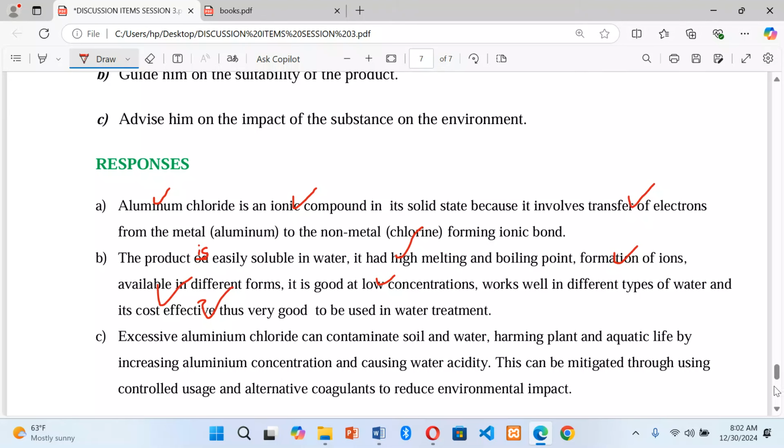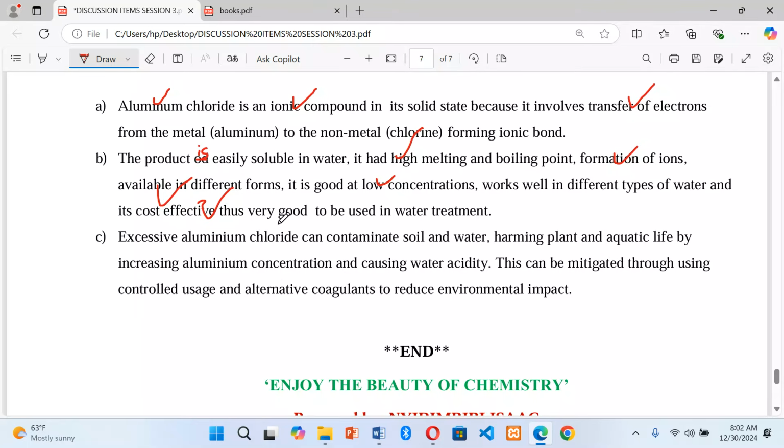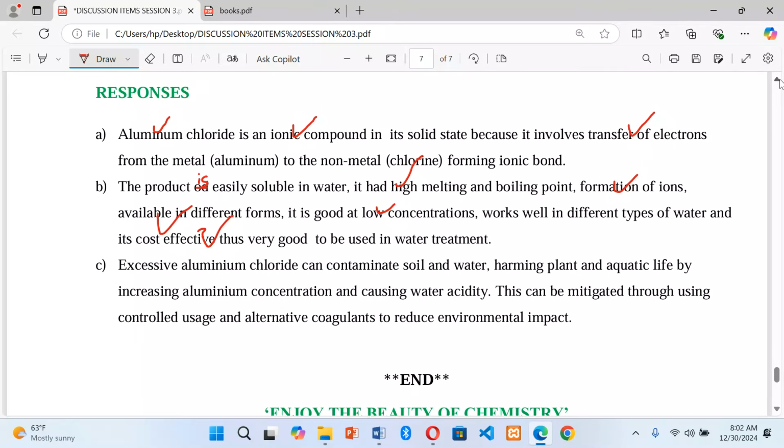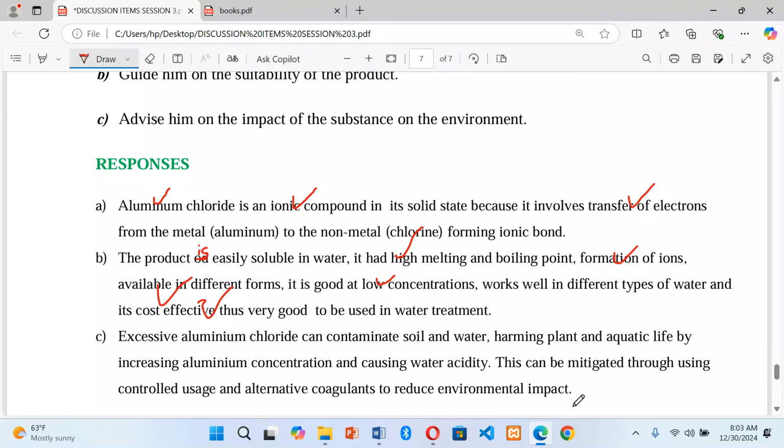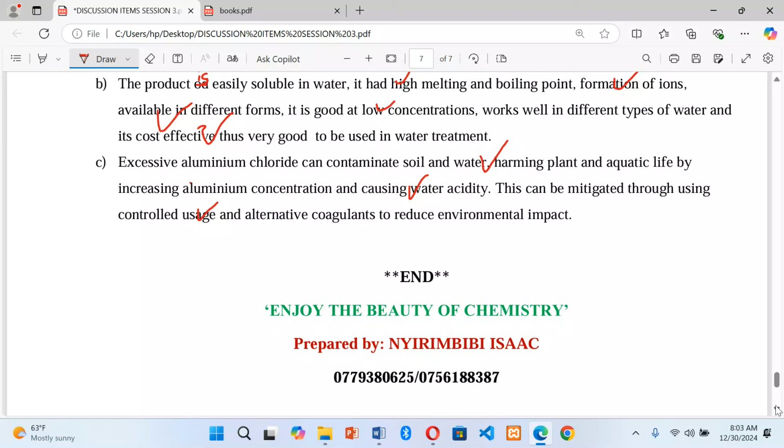Now part C is saying advise him on the impact of the substance. So we can talk about the danger, its effect, and its mitigation. We're saying that excessive aluminium chloride can contaminate the soil and water. This is a danger, harming the plant and aquatic life by increasing aluminium concentration and causing water acidity. So this is its effect. This can be mitigated through controlled usage. So you can see we can get all the 3 scores.